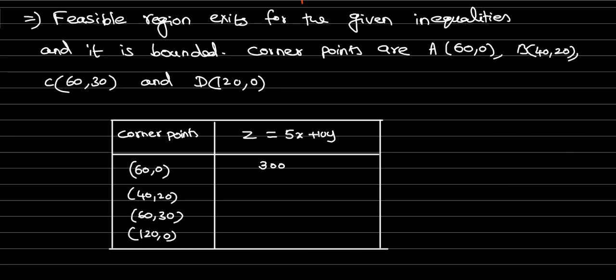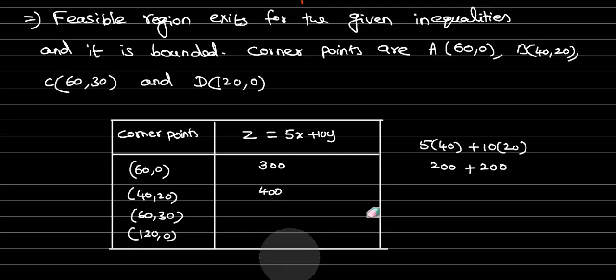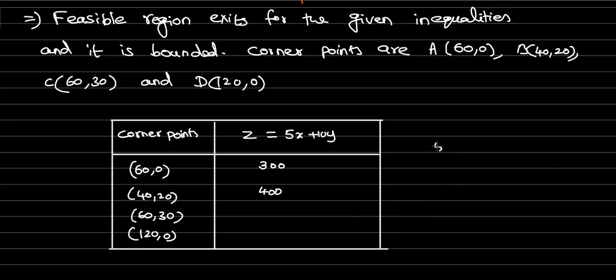Now let's substitute 40 and 20. So 5 times 40 plus 10 times 20. So 200, and here also we are getting 200. So 200 plus 200, which is 400. So here we are getting 400. Now 60 comma 30, let's replace. 300 plus 300. So we are getting 600. Now 120, 5 times 120 plus 10 times 0, which is 0. We are getting 600 for the other one, 120 into 5.